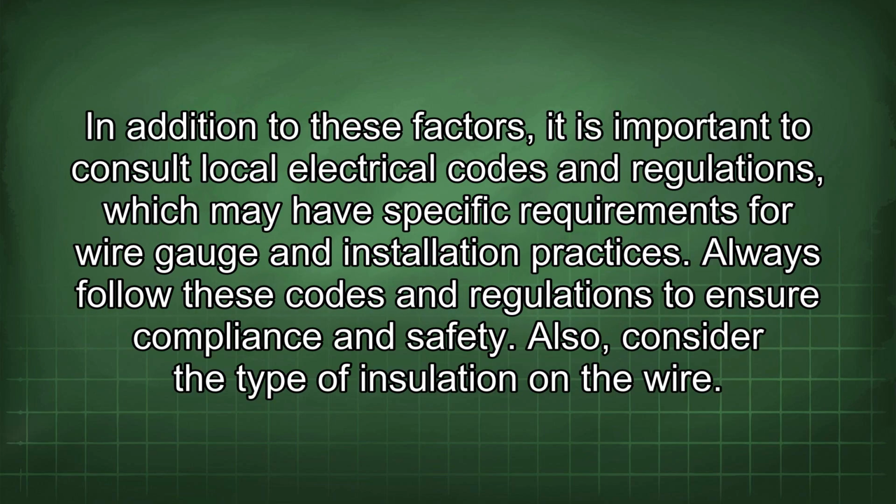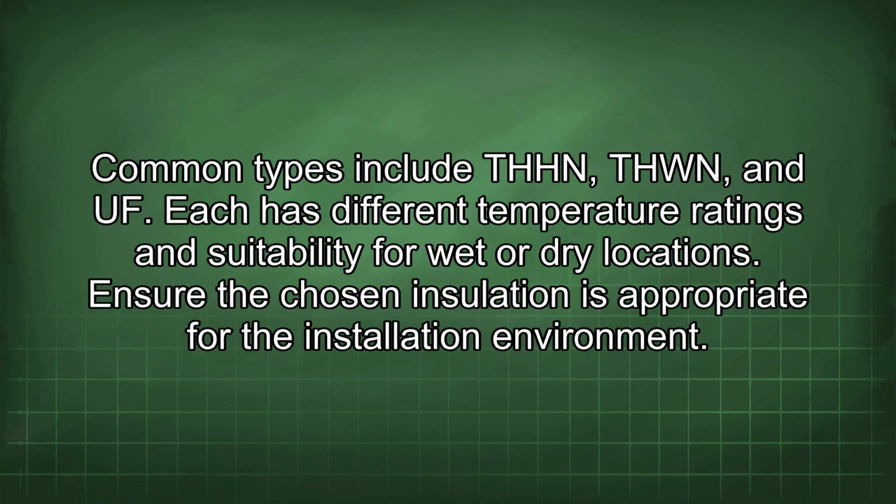In addition to these factors, it is important to consult local electrical codes and regulations, which may have specific requirements for wire gauge and installation practices. Always follow these codes and regulations to ensure compliance and safety. Also, consider the type of insulation on the wire. Common types include THHN, THWN, and XHHW. Each has different temperature ratings and suitability for wet or dry locations. Ensure the chosen insulation is appropriate for the installation environment.